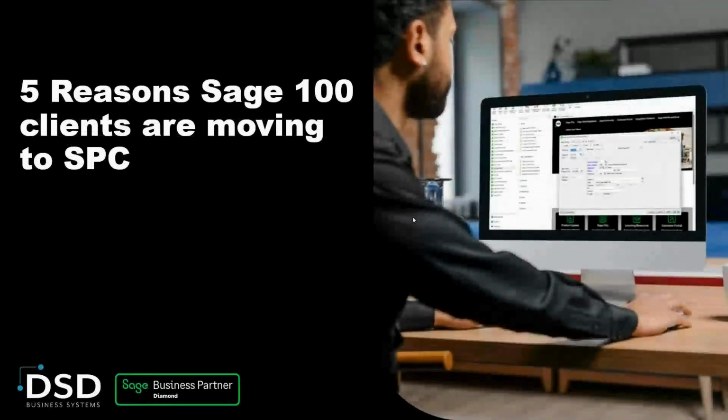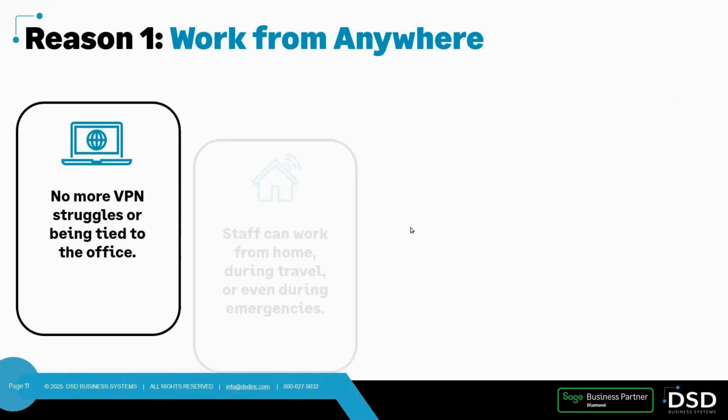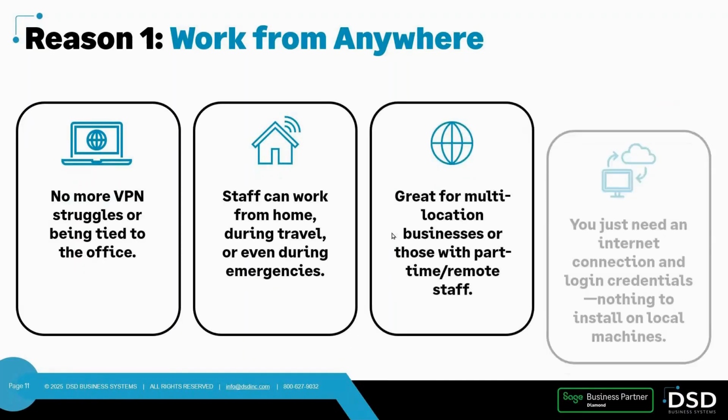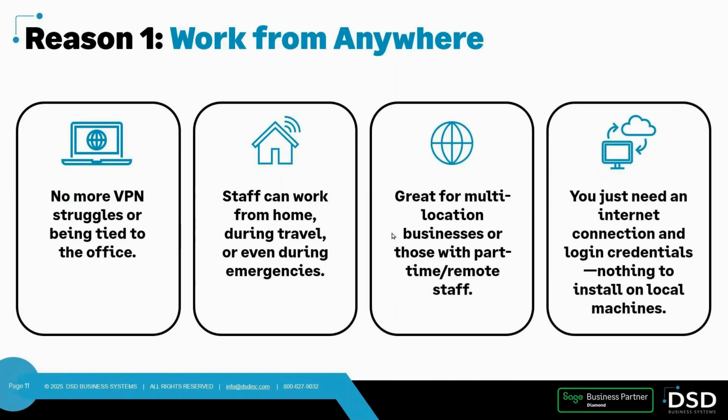So the system allows you to be able to run these third-party apps and ISVs in your system. So what are the 5 reasons why people are moving over? So the number one reason is when you're on Sage Partner Cloud, you can work from anywhere. You don't need to set up any special VPNs or anything to get into it. It's an encrypted network that you log in through your internet browser into the system, and allows you to get into the system from whatever computer you're on.